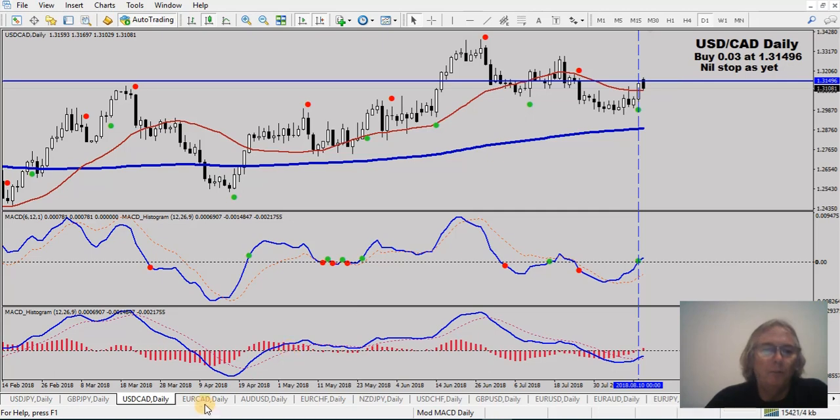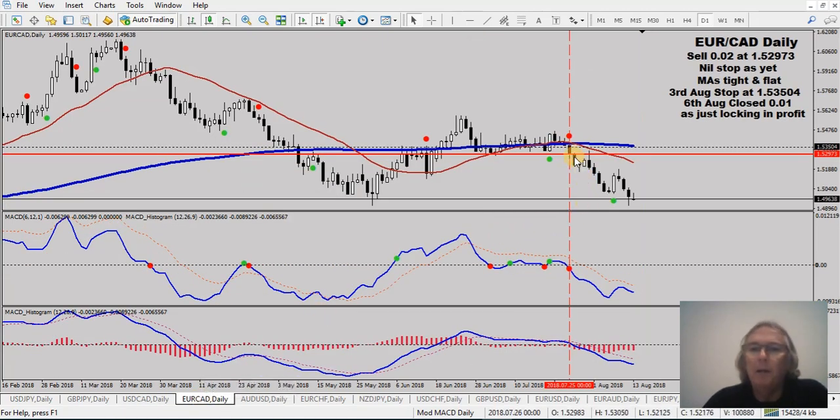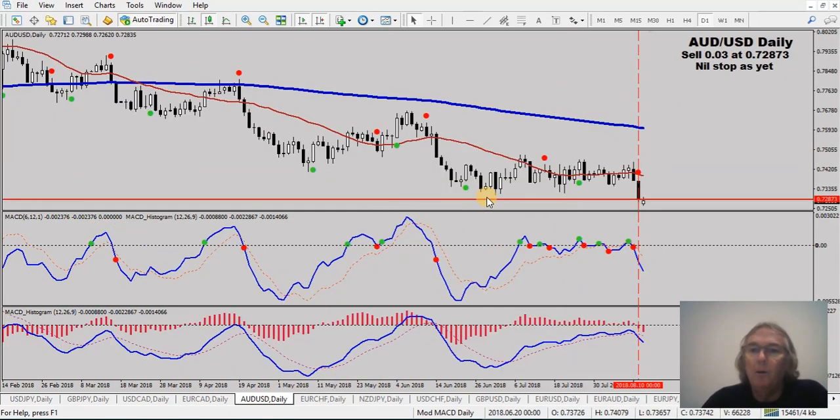Aussie USD took a sell this morning. Started all right, but stalling a bit now with this slightly bullish candle. It's a pair that's given me a lot of grief. Look at all those crosses on that fast MACD. I whinge about this every week.